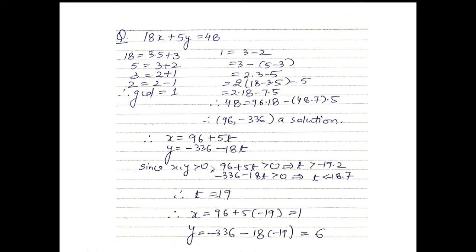Now because we want a positive solution, x should be greater than 0 and y should also be greater than 0, both of them simultaneously. So if 96 plus 5t is greater than 0, then you find t greater than minus 19.2, and from the second one you get t is less than minus 18.7. So if t is satisfying both of these conditions, then t is equal to minus 19. Substitute the value of t in x and y, you get x is equal to 1 and y is equal to 6. So this is a positive solution.